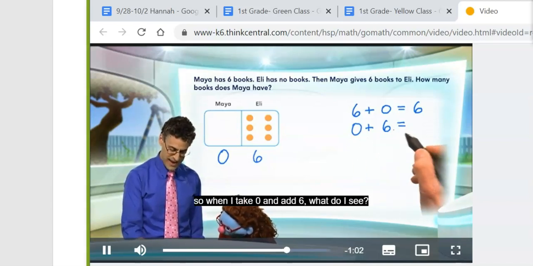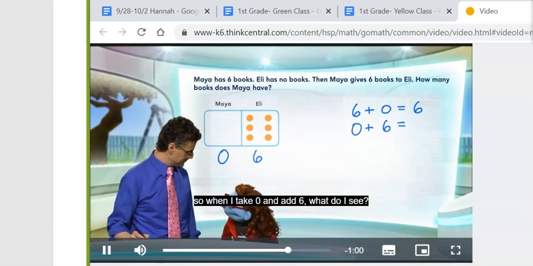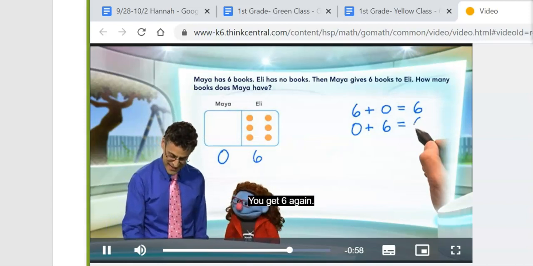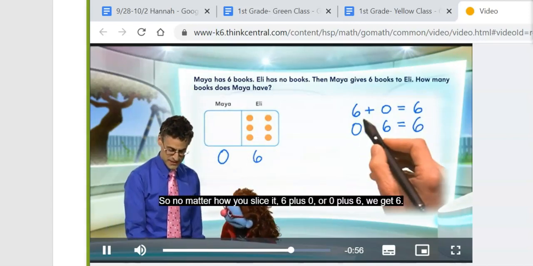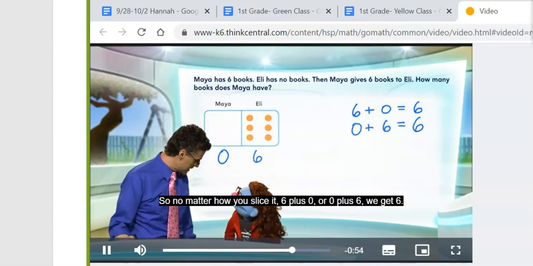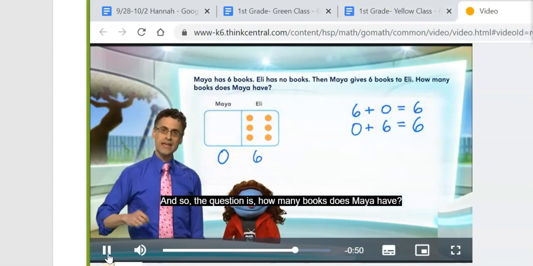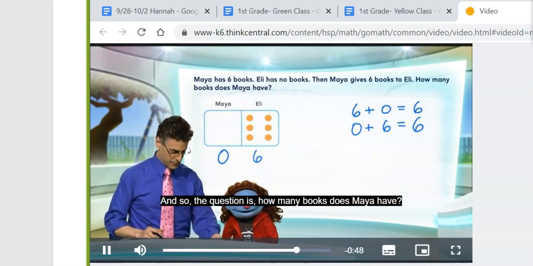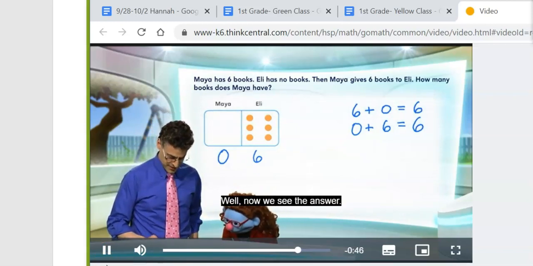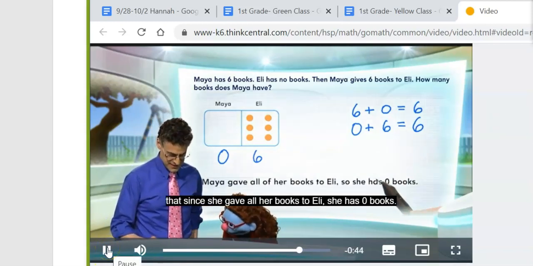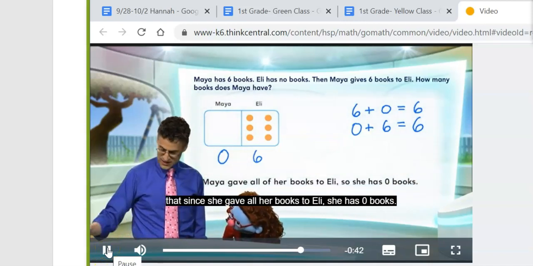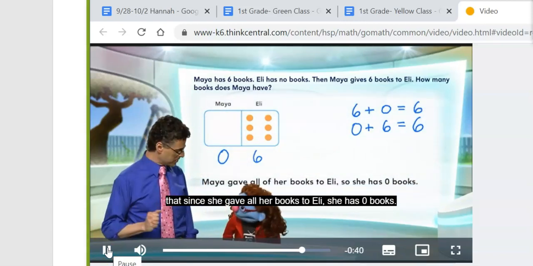So when I take 0 and add 6, what do I see? You get 6 again. So no matter how you slice it, 6 plus 0 or 0 plus 6, we get 6. And so the question is, how many books does Maya have? Well, now we see the answer. Since she gave all her books to Eli, she has 0 books.